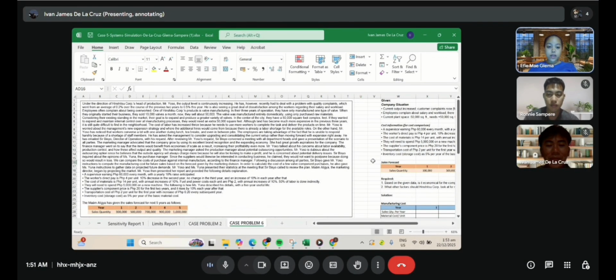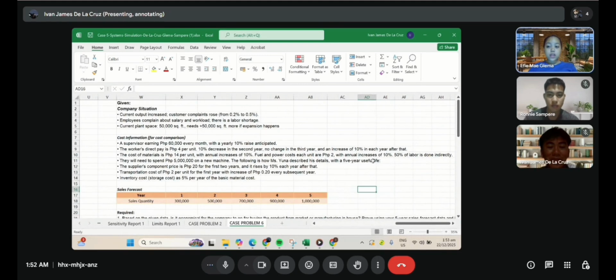So for the given, we have the company situation. With the current output increased, customer complaints rose from 0.2% to 0.5%. Employees complain about salary and workload, and there is also a labor shortage. The current plant space, which is 50,000 square feet, needs an additional 50,000 square feet if expansion happens.